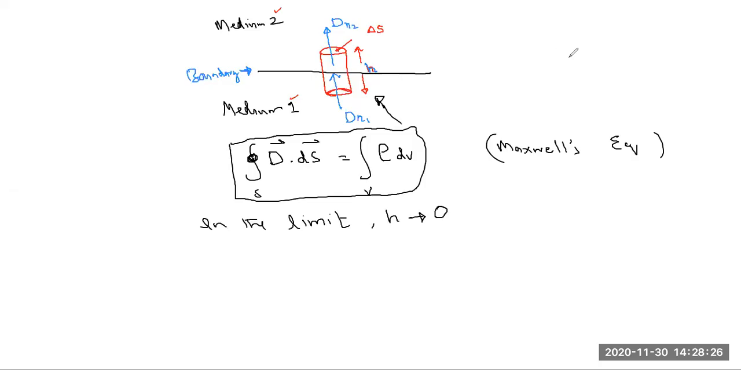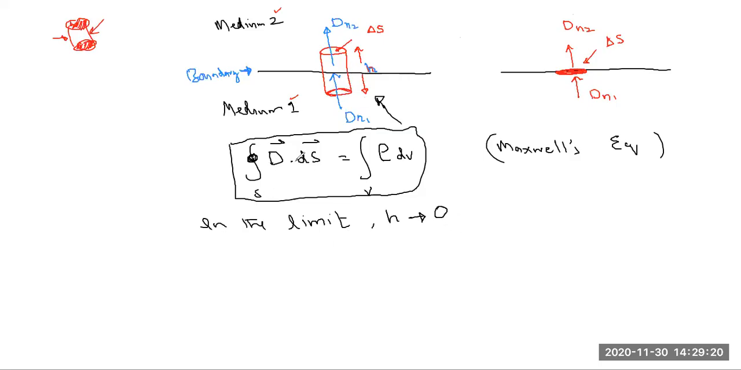So now, can you visualize what will happen when you make this h equal to 0? This cylinder will be just like this. We will have only this area, as this is dn1 and this is dn2. When you make h equal to 0, it means the cylindrical surface, the side area, becomes equal to 0. So the only area included in the flux is this one, which has an area of delta S. Now what will happen to this integral?